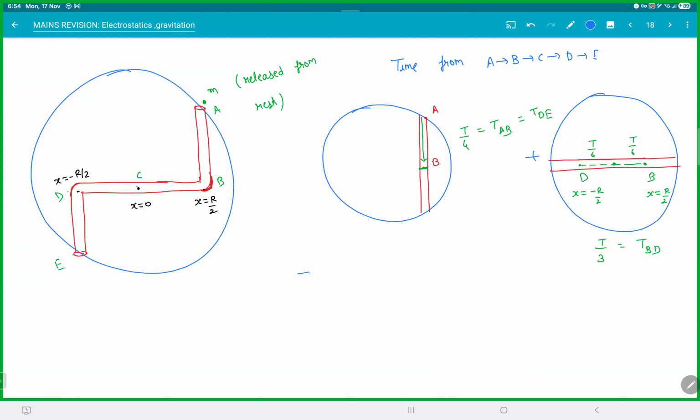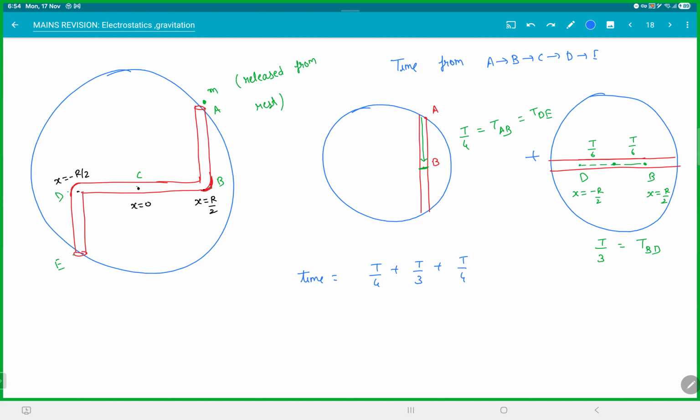Therefore, the total time will be T/4, T/3, and then T/4. Agreed? If that AB had been a full tunnel, the time is T, but AB is only 1/4 of the total journey. Clear how to do that? So split each tunnel into one chord and then get the times from there.